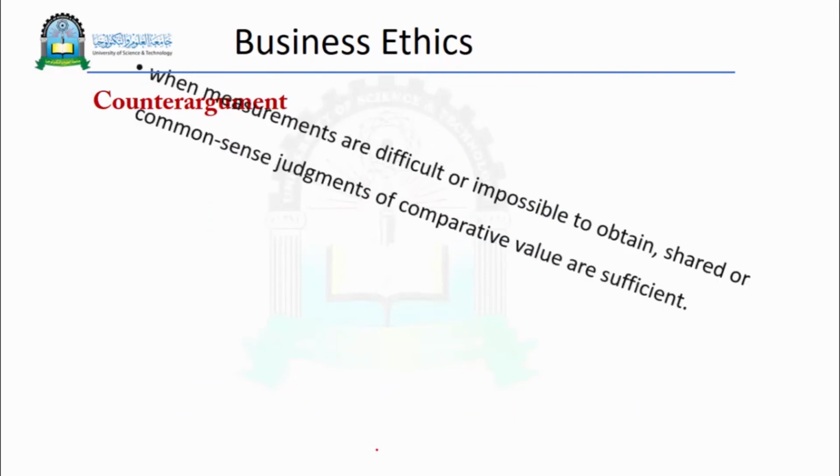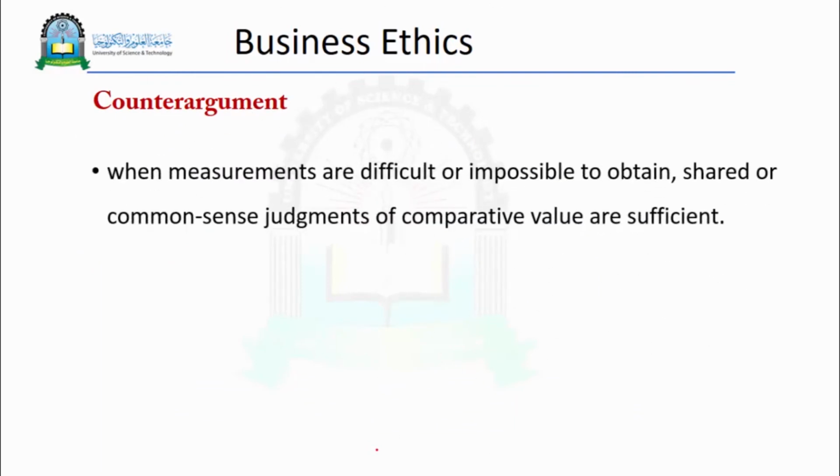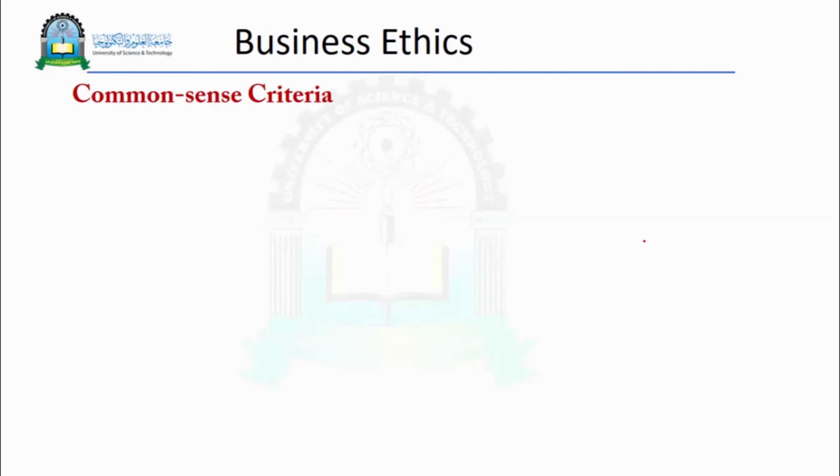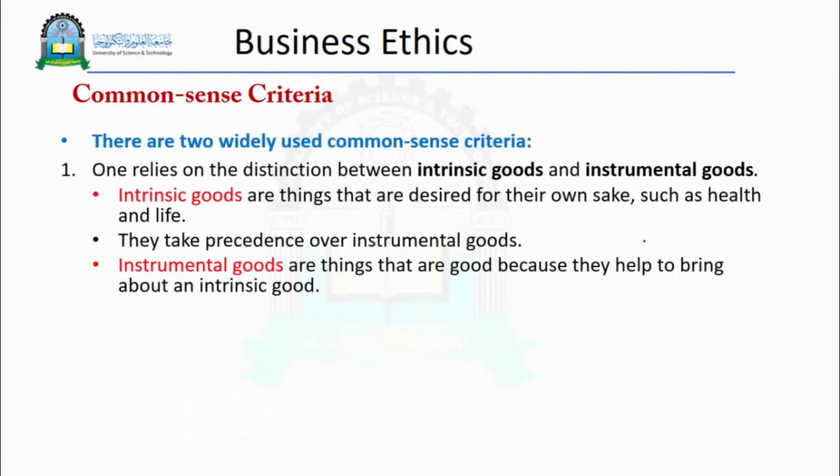However, we have counter arguments here. When measurements are difficult or impossible to obtain, then we may use other ways to do so. For example, common sense judgments or comparative value can be different tools. Now, what we mean by common sense here, there are two widely used common sense criteria. For example, the one that relies on the distinction between intrinsic goods and instrumental goods. Intrinsic goods are things that are desired for their own sake, for example, health and life. While instrumental goods are things that are good because they help to bring about an intrinsic good.